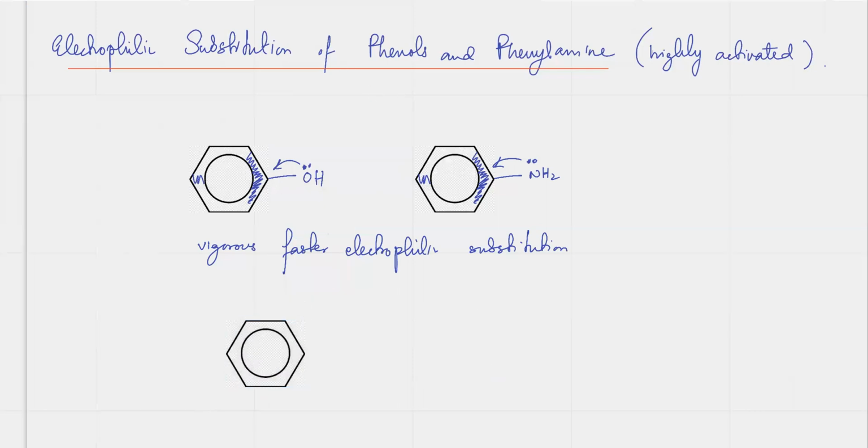So you have this phenol, here's your OH group, and you're trying to do bromination of this. The only thing that's needed is you don't need a catalyst anymore. The only thing that's needed now is Br2 aqueous. That's it. No catalyst is needed.